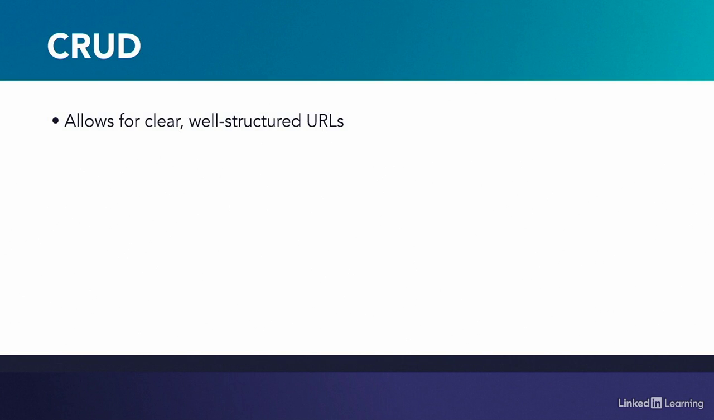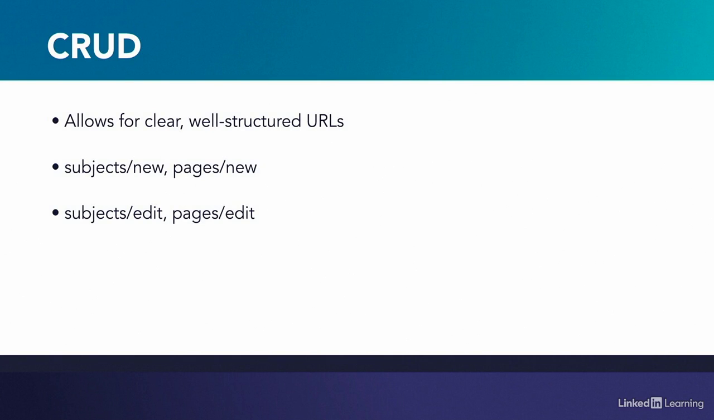And if we use CRUD, we're going to end up with clear, well-structured URLs like subject/new, pages/new, subject/edit, pages/edit. It makes it very clear what is the object that we're working with and what is the action that we're performing on it. You can think of that as being a resource-oriented approach. The resource is the object, and we're performing actions on that resource.